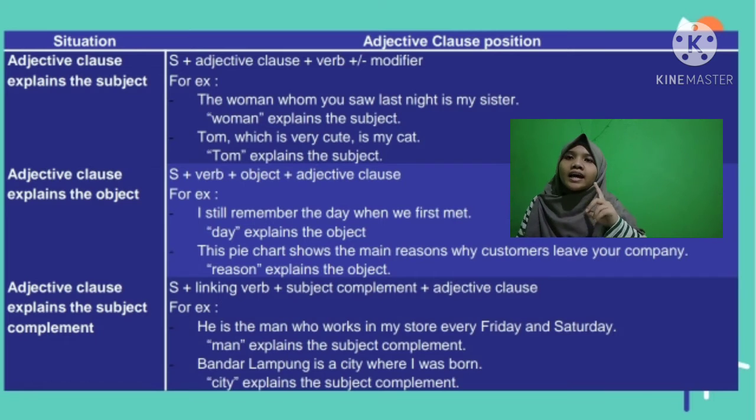Here I will give some situations of adjective clauses. The first is the adjective clause explaining the subject. The formula is subject plus adjective clause plus verb plus modifier. For example, the first: the woman whom you saw last night is my sister. The woman is the subject, whom you saw last night is the adjective clause, and then is is the verb, then my sister is the modifier.